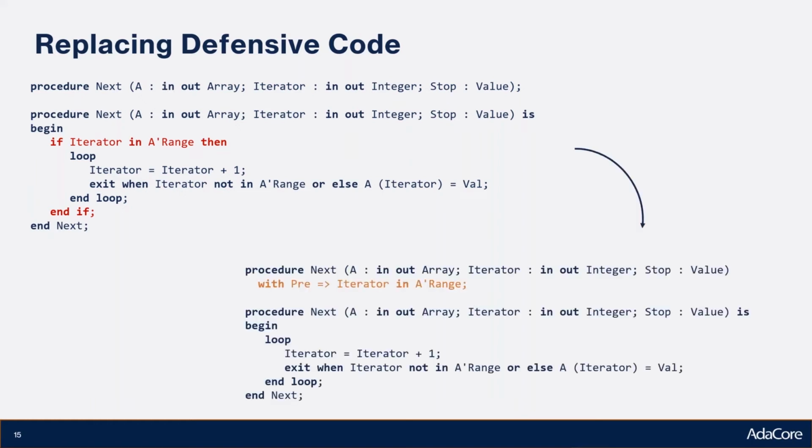Using Spark, it's possible to shift the responsibility of valid input to the caller. So by adding this precondition, so you see that Ada aspect with Pre, by adding this precondition and using Spark tools, you can prove that all calls that are made to this procedure are always made with valid values for that iterator argument. And now in the implementation, it becomes unnecessary to explicitly write defensive code.